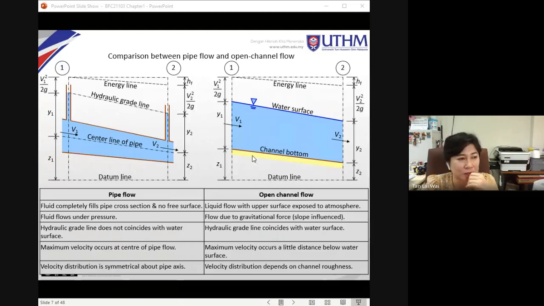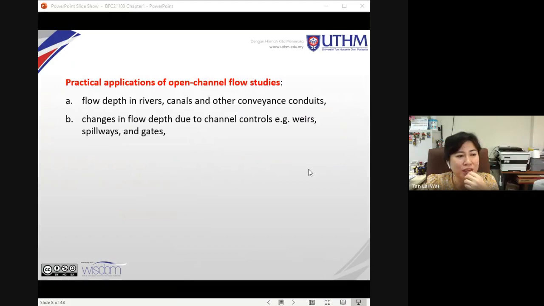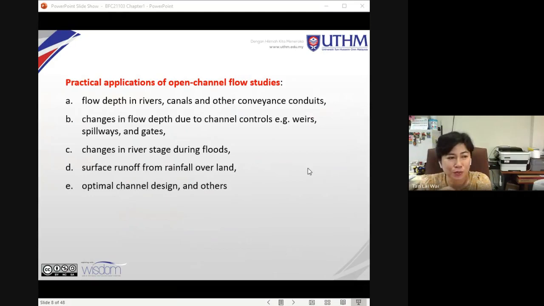And then, why do we learn about open channel flow? We actually learn open channel flow because we can analyze flow. We can determine the depth, velocity, therefore the discharge in rivers and other open channels. And then we can also analyze the changes of flow depth and velocity in the cases of flow over weir and also constriction, which is in chapter 3 lah.